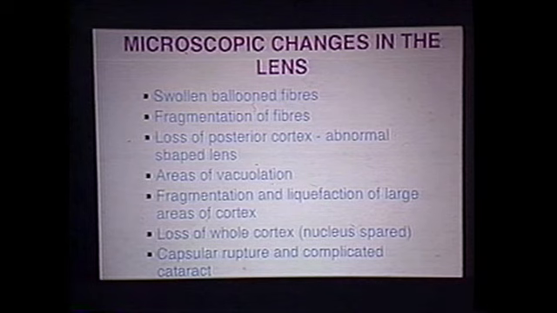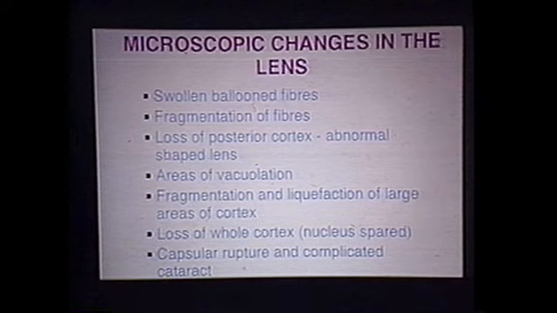These then quickly lead on to the fragmentation of fibres, and both swollen balloon fibres and fragmentation of fibres can sometimes be mistaken for artifactual changes that one readily encounters in the nucleus, or indeed post-mortem changes which may occur. The next change is where there is a loss of the posterior cortex, and this results in an abnormally shaped lens. And in the case of a spherical lens, such as the rat, it usually results in a pear-shaped lens with loss of fibres at the posterior pole.